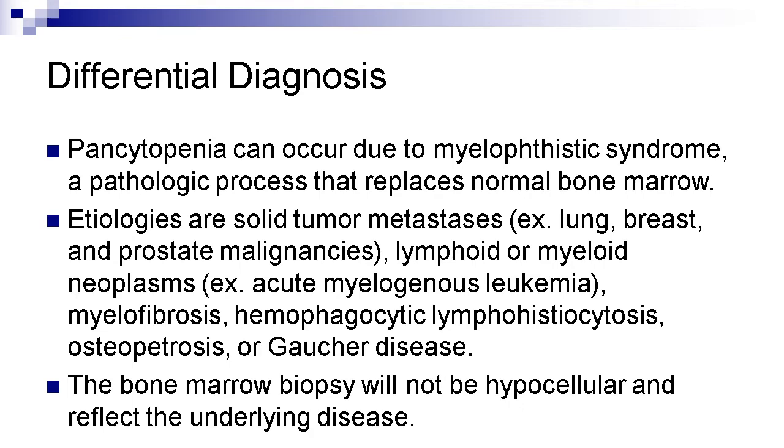For example, acute myelogenous leukemia, AML, can be diagnosed from, or seen in, the bone marrow trephine biopsy. Myelofibrosis, in which the bone marrow is replaced by fibrous tissue. Hemophagocytic lymphohistiocytosis, in which you find a lot of histiocytes and large cells engulfing hematopoietic cells. Osteopetrosis or Gaucher disease, which is a histiocytic disease. The bone marrow biopsy will not be hypercellular in these conditions, and it reflects the underlying disease.